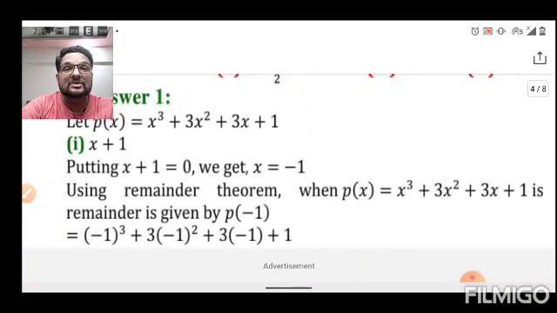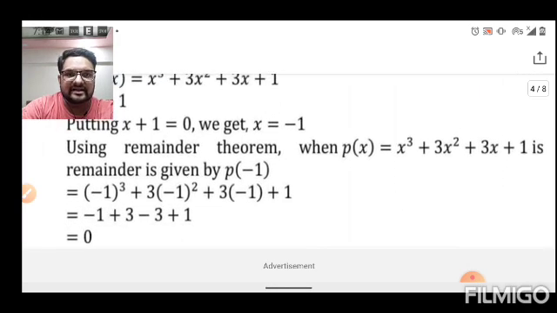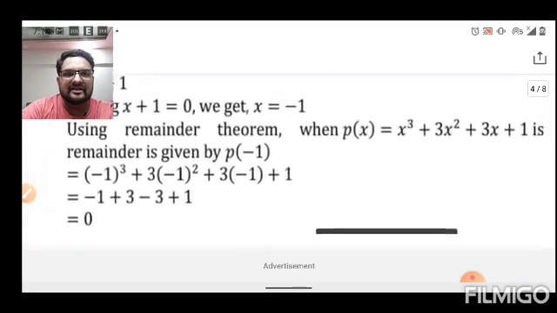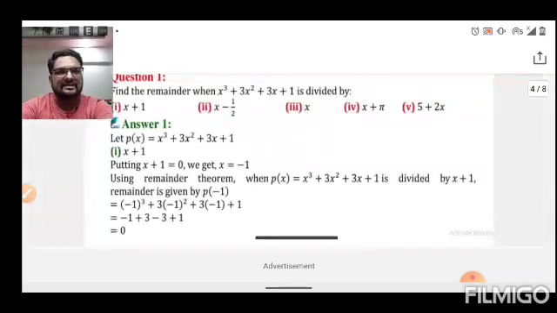So by the remainder theorem, x plus 1 equals 0. Therefore, x equals minus 1. Therefore, we keep the value x equals minus 1 in the dividend, that is x cubed plus 3x squared plus 3x plus 1. On keeping the value x equals minus 1, we finally get remainder 0. This is one of the examples. Similarly, let's go with the second one on the next slide.